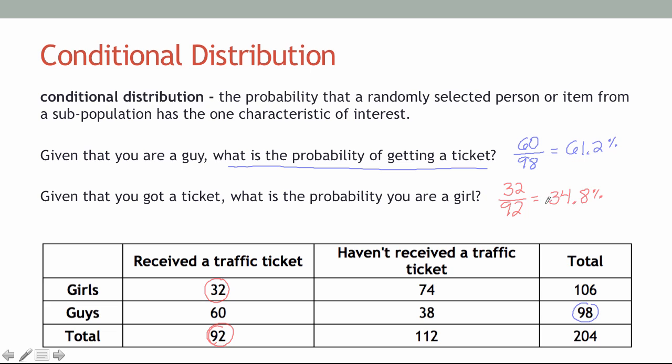So out of all the people that got tickets, only 34.8% of them were female. What does that mean? It means the other 66% were male. So again, this is a conditional distribution. We're looking at a subpopulation. Given that you're a guy, so we only focused on the guys, or given that you got a ticket, we only focused on the tickets. And we're having different bottom numbers. We didn't use 204. We use different bottom numbers because different subpopulation.